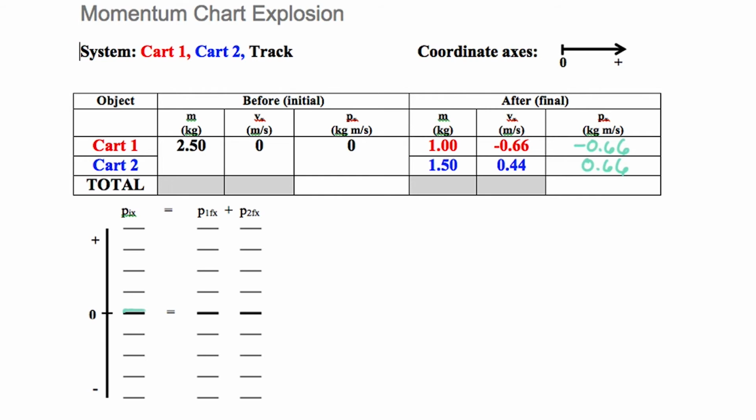Our momentum bar chart shows the same results. We start with 0 bars of initial momentum. This time let's change the scale to 0.2 kilogram meters per second per block. So cart 1 has 3.3 blocks of negative momentum, and cart 2 has 3.3 blocks of positive momentum.